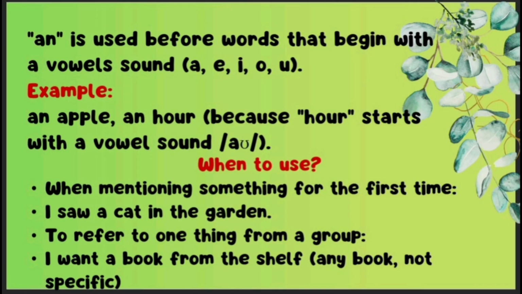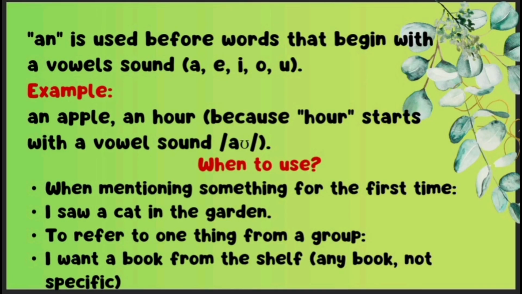And one more use, to refer to one thing from a group. Here you can see the example. I want a book from the shelf. Any book, not specific. You are not asking for any particular book from the entire shelf. You are just asking for one book from that shelf. So that is not specified. This is unspecified, so that time we can use the article a or an.